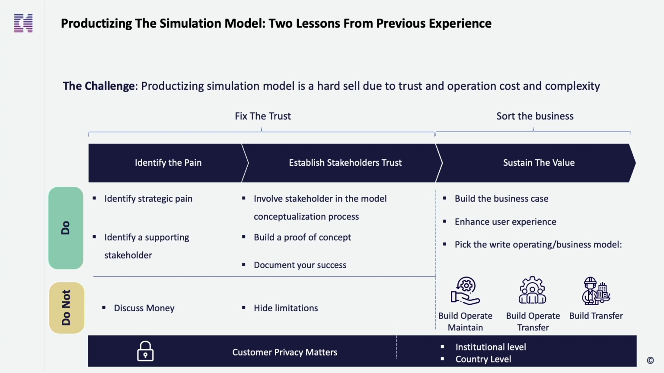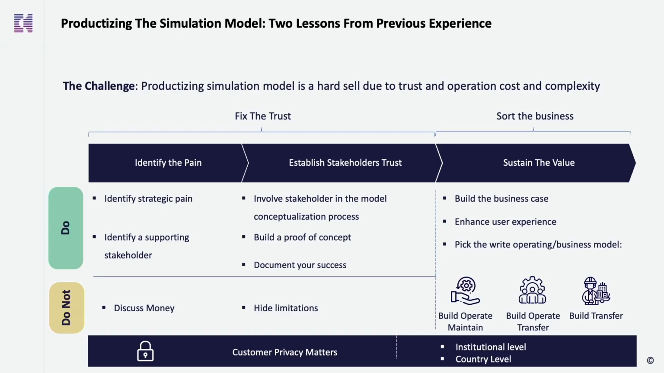To fix the trust, we need to identify the pain by identifying the strategic pain, identifying a supporting stakeholder, and we do not discuss money at early stages. And to establish stakeholders' trust, we involve stakeholders in the model conceptualization process for them to understand how it works exactly, as well as build a proof of concept. We always build proofs of concept to help them solve a small scale of the problem before we scale up. And then we will document our success with that proof of concept.